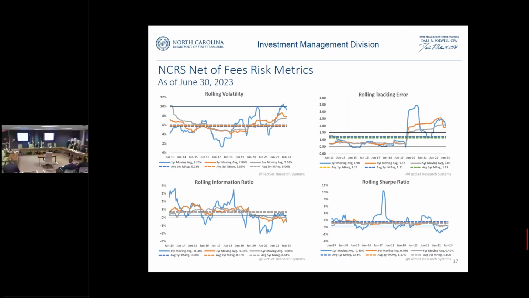From a volatility perspective, we really shifted regimes, and now we're in a higher volatility environment.